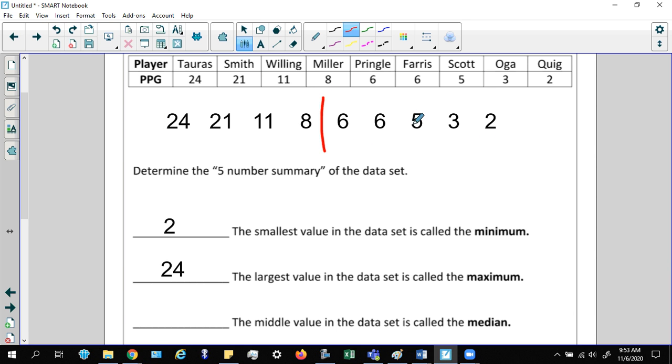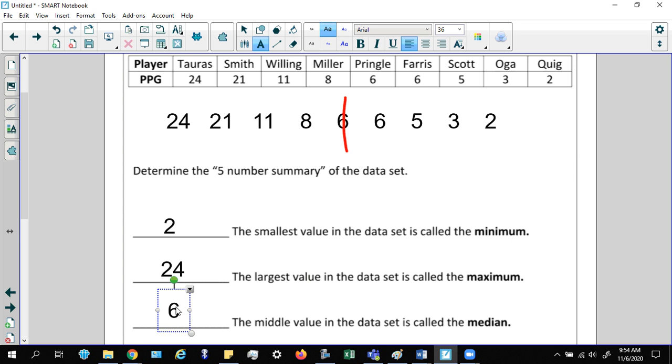Let's see, 1, 2, 3, 4, 5. No, 1, 2, 3, 4... 2, 8, 9. Nope, apparently that won't work. It's not going to be in between 8 and 6. It's going to be right there. That's our middle number, and so our median would be 6 because that's our middle number.